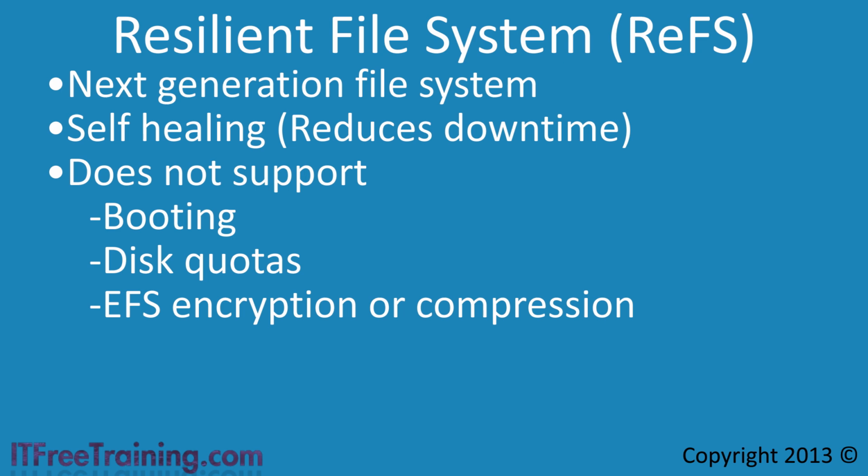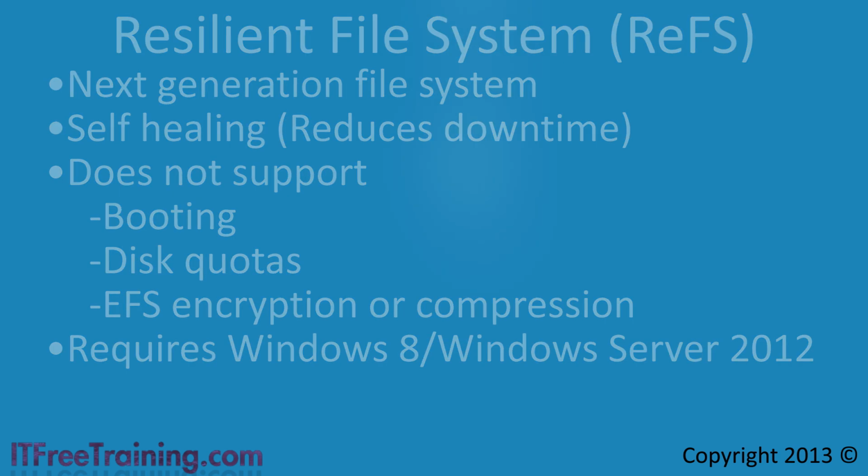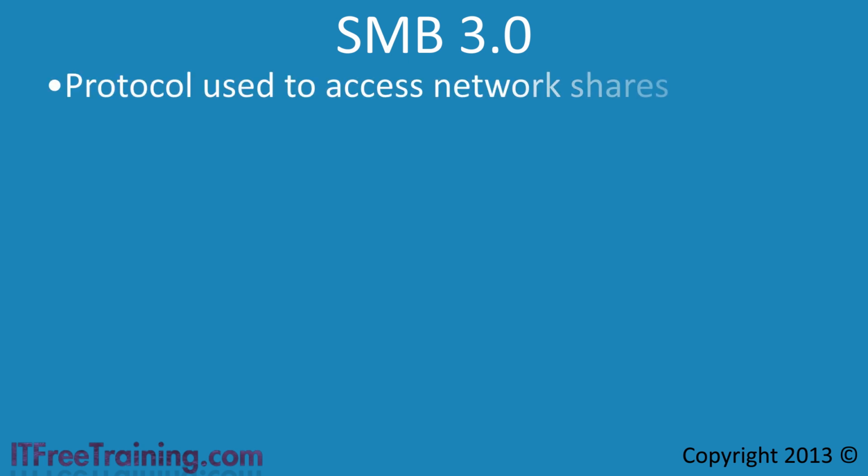Lastly, since this is new technology, the file system will only work with Windows 8 or Windows Server 2012. It is possible that Microsoft will release updates to allow the file system to be used on previous operating systems and address some of the shortfalls that I have mentioned. With all these changes to file storage, there also comes a new protocol, SMB 3.0. SMB is the protocol that is used to access network shares. With SMB3, there are a lot of improvements.